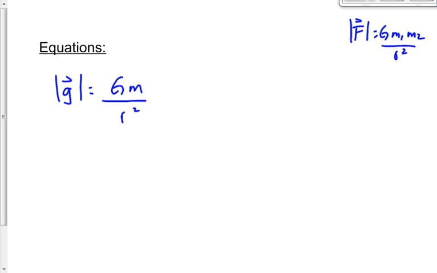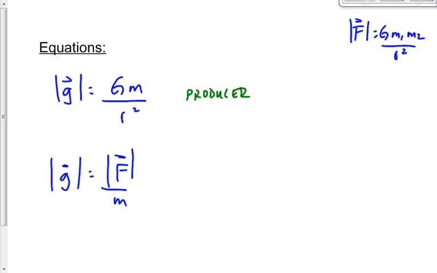It's a lot like that one, but it's not the same. Don't get it mixed up. The gravitational field, Gm over r squared. The other one? F over m. Now, this is what we call our producer equation. This is what we call our experiencer equation.